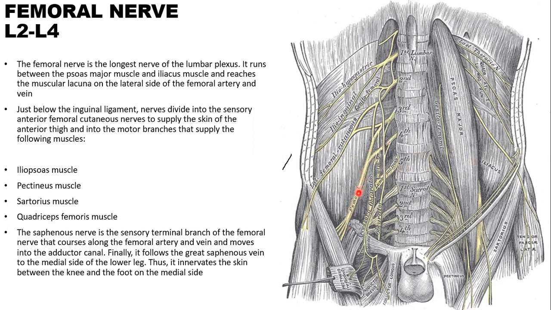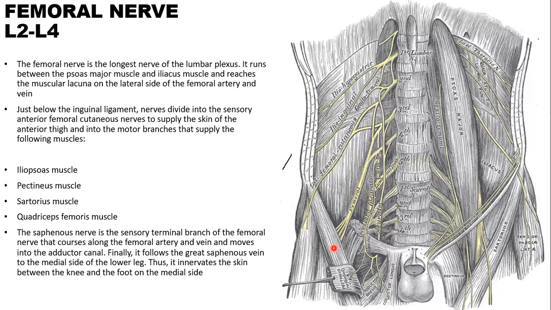The femoral nerve, just below the inguinal ligament, divides into the sensory anterior femoral cutaneous nerve to supply the skin of the anterior thigh, and into the motor branches that supply the following muscles. Basically, the femoral nerve supplies the anterior thigh muscles. You have the iliopsoas muscle, which is made up of two parts, the iliacus muscle and the psoas major muscle.